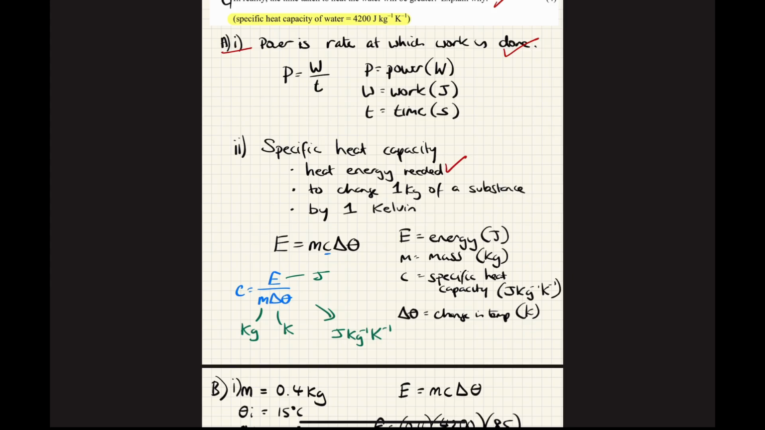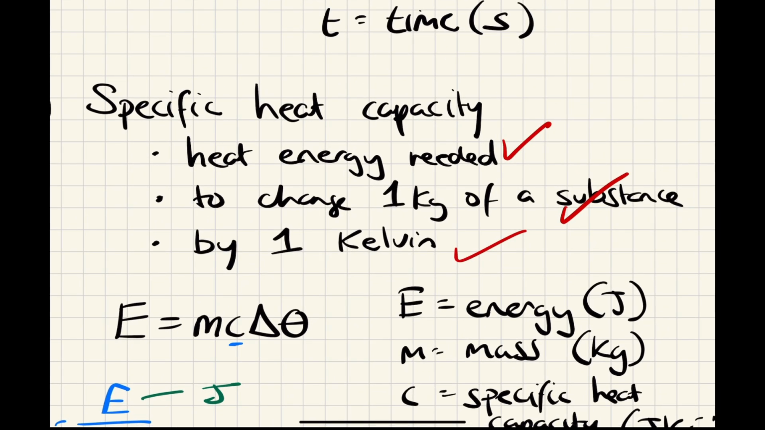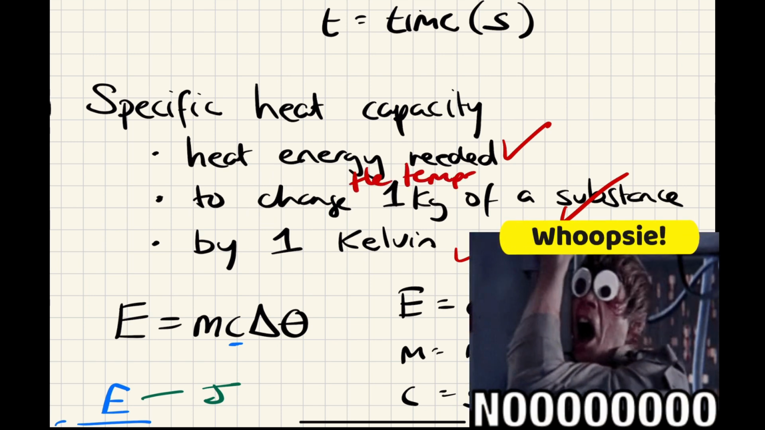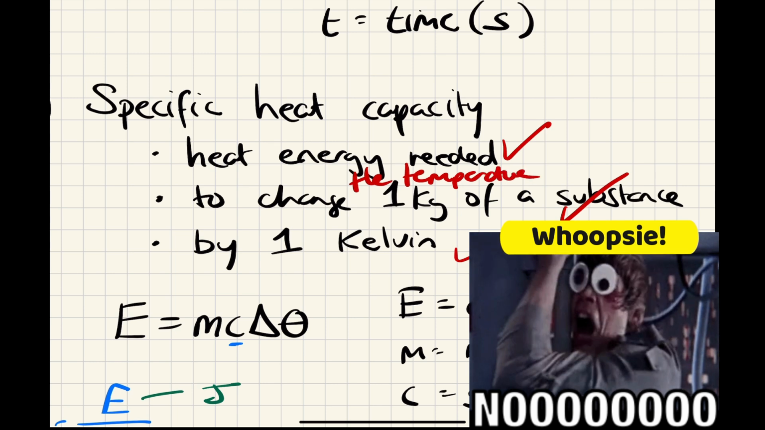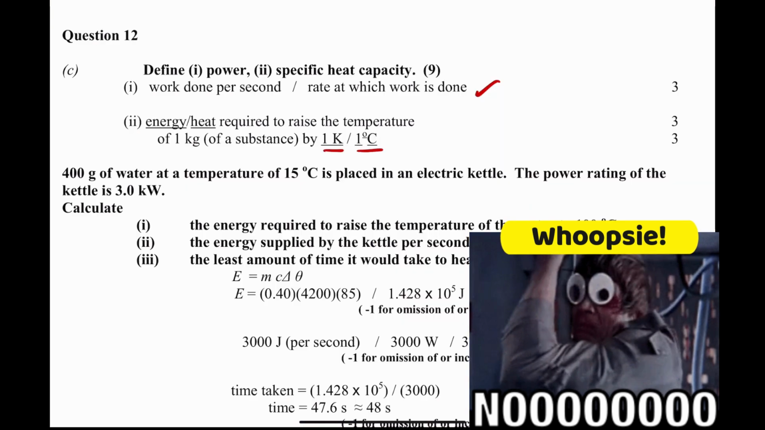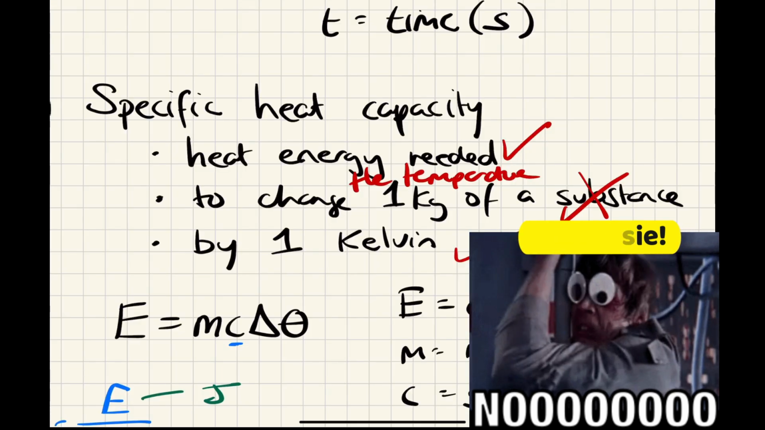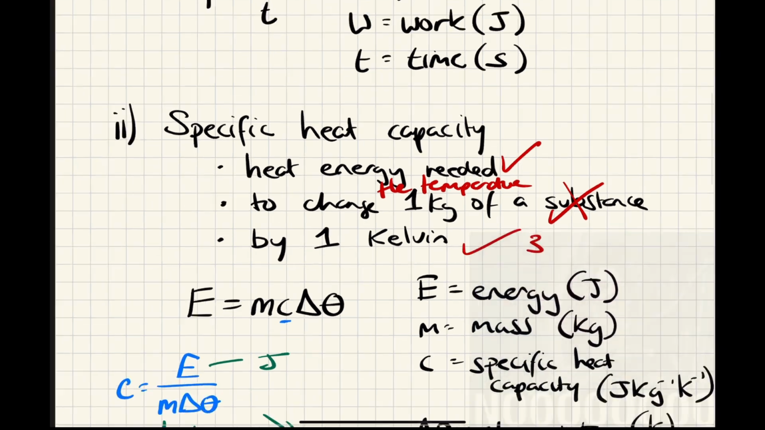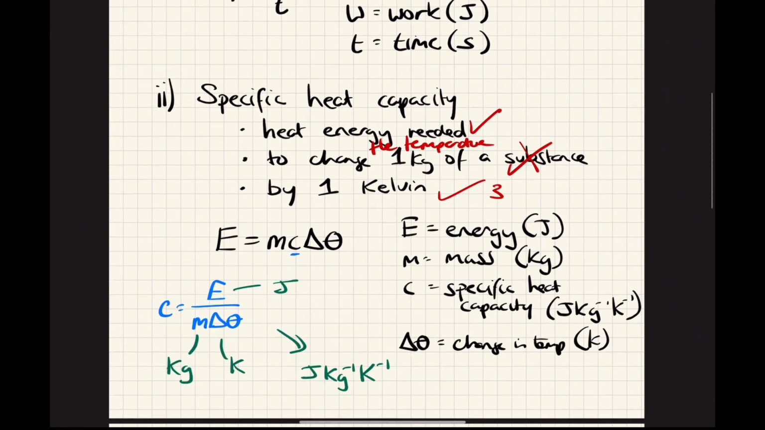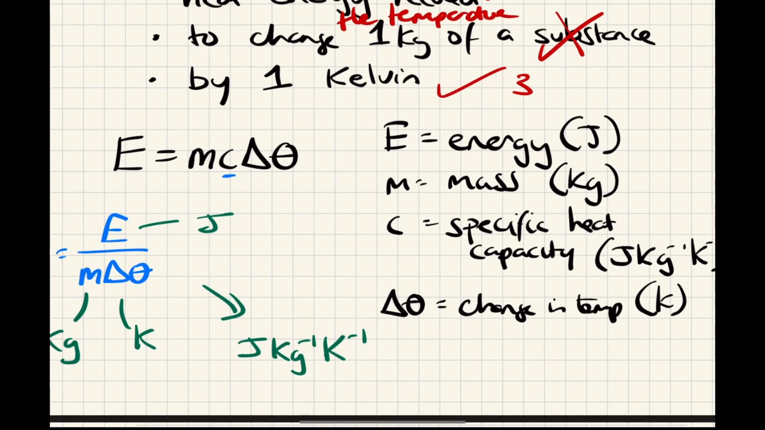Heat energy needed to change 1 kilogram of substance by 1 Kelvin. Nope. That was bold. Look, it's good to make mistakes, and I'm always one to highlight my own mistakes. To change, what did I forget? Key word in here, the temperature of 1 kilogram of a substance. That's sad. I would have lost 3 marks, okay? Because I'm going too fast. So be careful there. I didn't mention the temperature, so make sure you do.